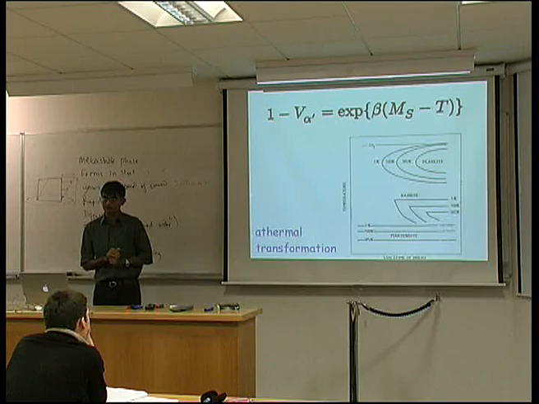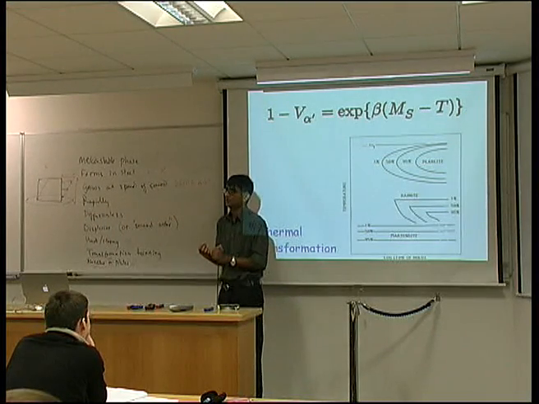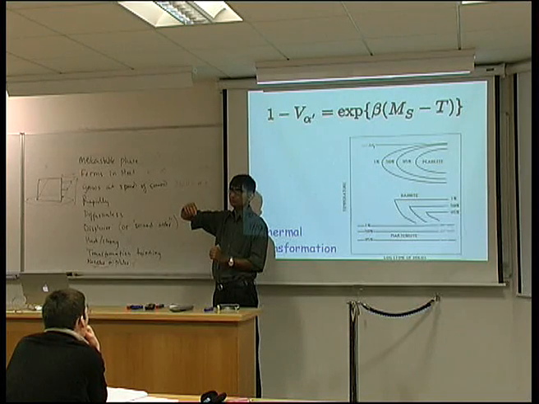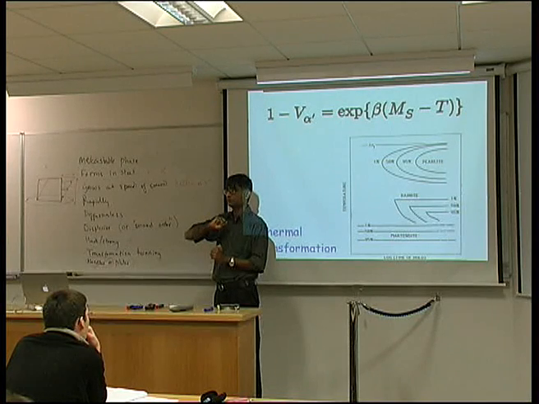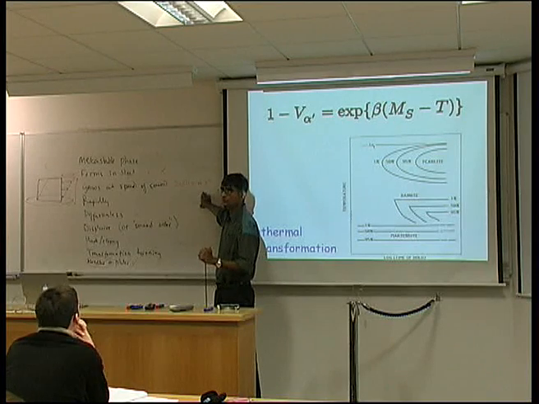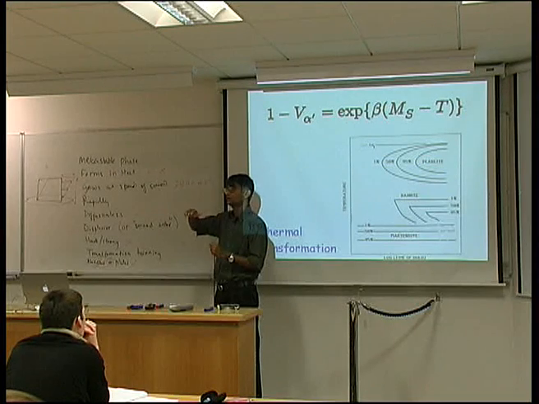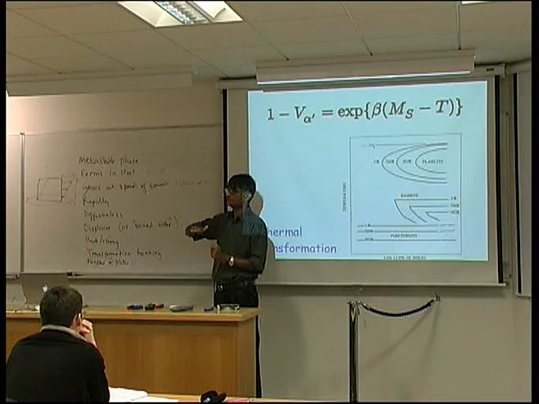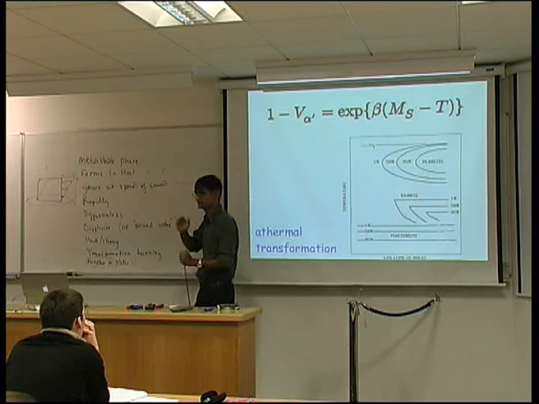Now, the transformation is athermal. What do we mean by athermal? That means that as I cool below the MS temperature, the amount of martensite I get is a function only of temperature and not of time, within the time scale of our observation, of course. If you make an observation at 2,000ths of a second, then of course you will see the martensite plate grow. But the volume fraction that you get at any temperature is only a function of that temperature, the maximum volume.